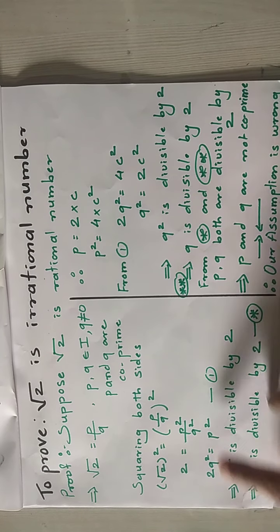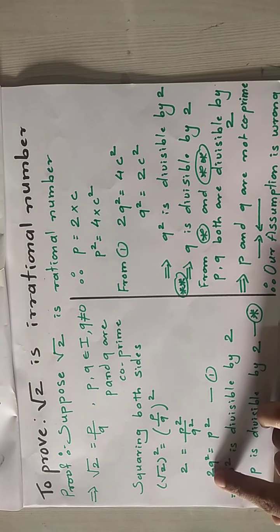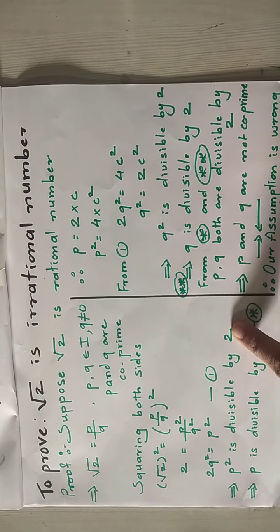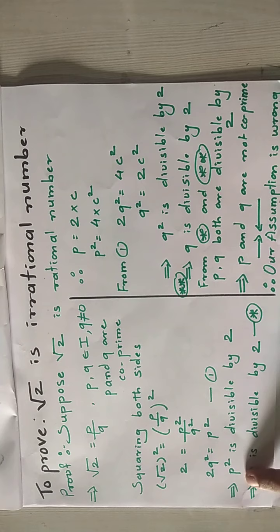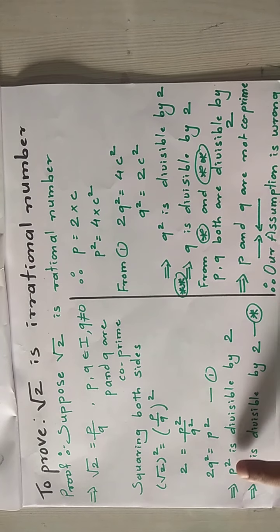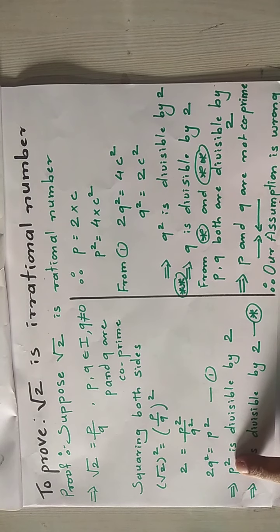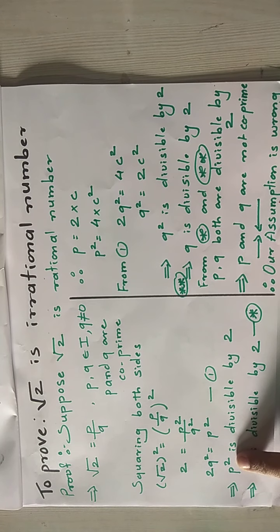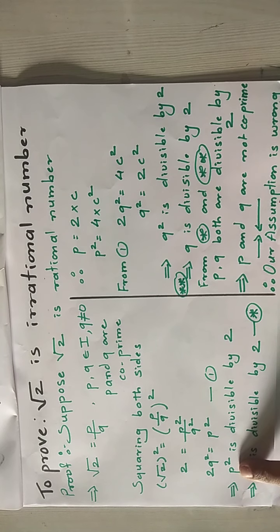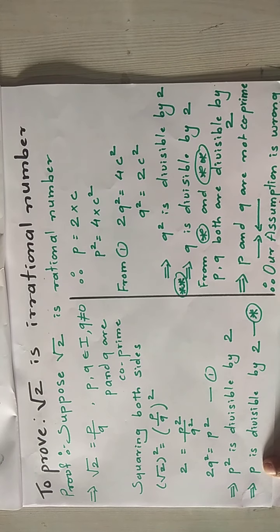That means p square goes in the table of 2. So we write here p square is divisible by 2. And we know very well that all the numbers which go in the table of 2 are even numbers. That means p square will be an even number. And if p square is an even number, that means p will also be an even number. It is quite obvious, because the square of an even number is always even. So if p square is even, that means p should also be an even number.